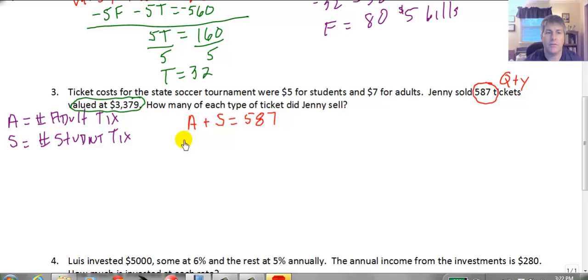And our value, well, every adult ticket is $7, and every student ticket is $5. So that's the value of adult tickets plus the value of student tickets equals the total value of tickets, $3,379.